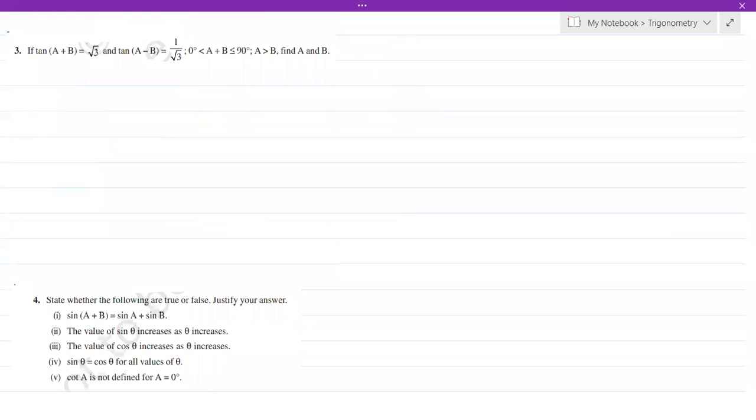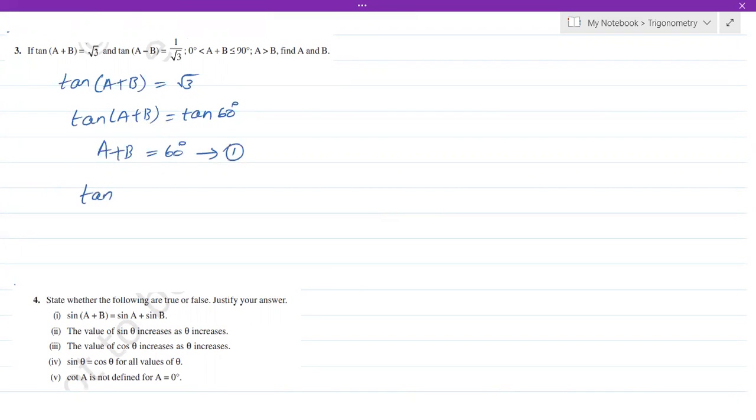Let's get into the next one, a very, very important question. Tan of a plus b is equal to root 3 and tan of a minus b is equal to 1 by root 3. So tan of a plus b, remember a plus b is an angle. Root 3 is actually tan 60, isn't it? Tan 60 value is root 3. If you compare it, tan of a plus b is equal to tan 60, it is very clear that a plus b should be equal to 60 degrees. So we got our equation 1, a plus b is equal to 60 degrees.